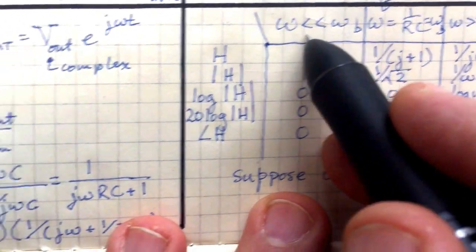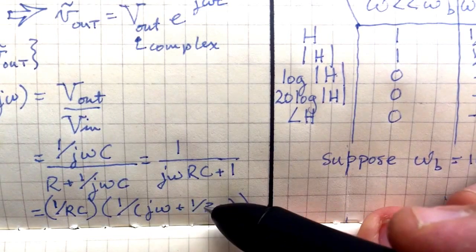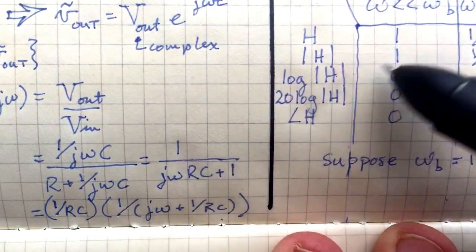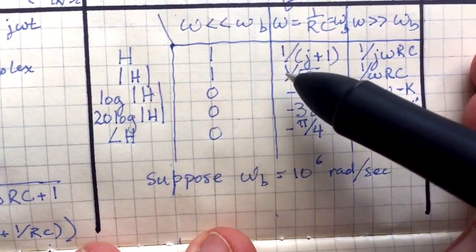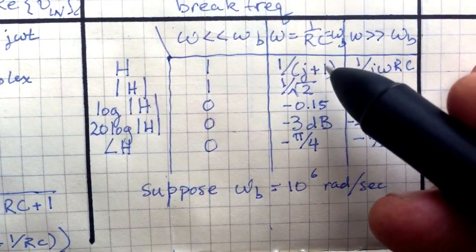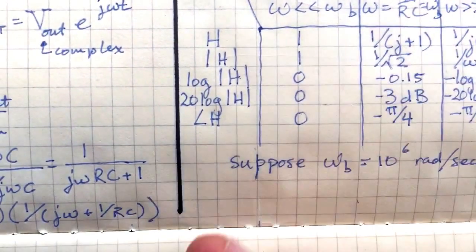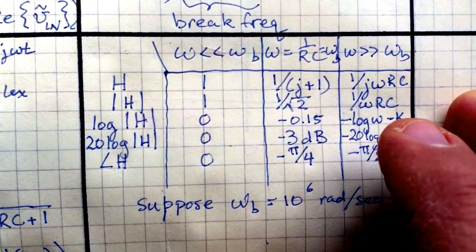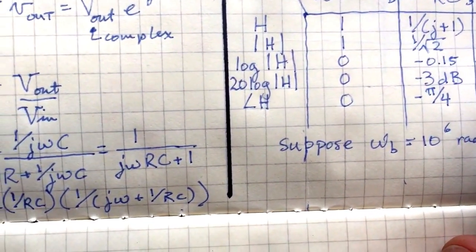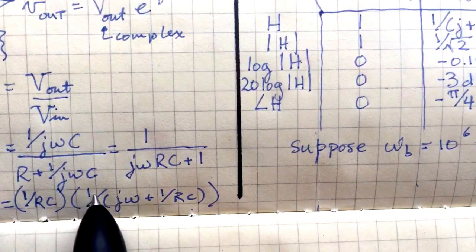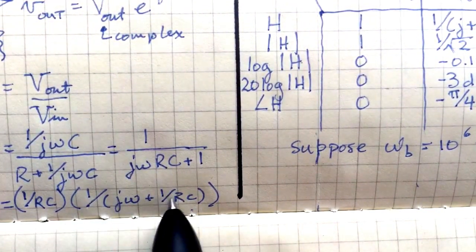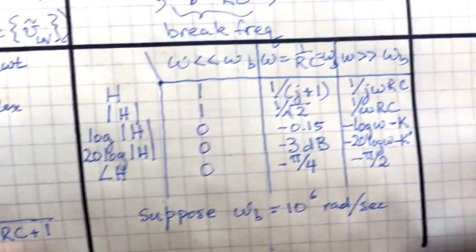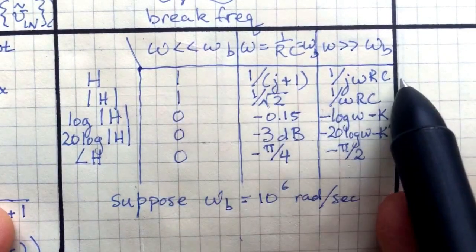that at low frequencies, this j omega is negligible relative to the 1 over RC, and so you just get 1 over 1 over RC, and that cancels with the 1 over C, and you get 1. At omega equal to 1 over RC, the 1 over RC factors out, and you get 1 over j plus 1. And at omega much, much larger than 1 over RC, if we go back to this form, you'll see that when omega is really, really large, we can neglect this 1 over RC, and we'll end up with 1 over j omega RC. All right, so that's that.